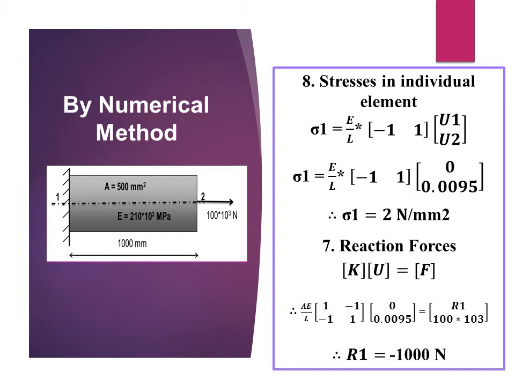So it is a very simple case: a one dimensional bar is given, one end is fixed and the second end has a 100 into 10 raised to 3 Newton force. Obviously, by observation you can say that as the second node has the 100 into 10 raised to 3 Newton force, the first node has the reaction opposite to the force on the second node. So as positive 100 kilonewton force is on the second node, negative 100 kilonewton force will be on the first node.